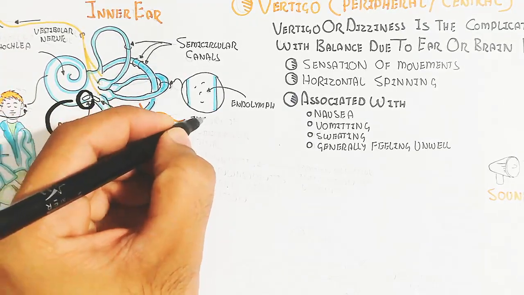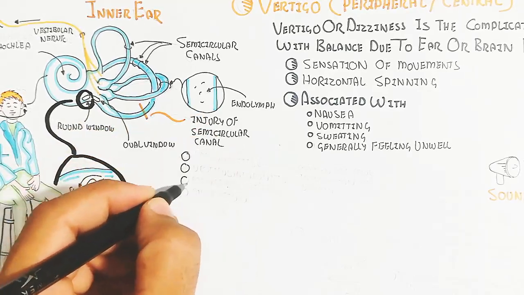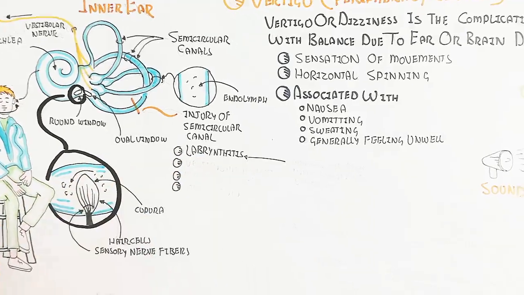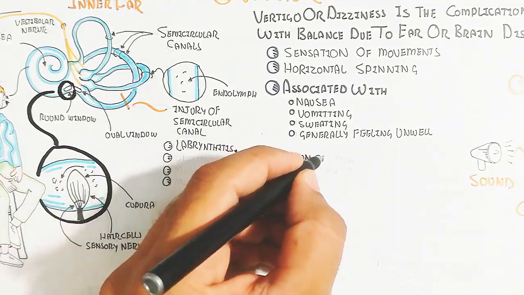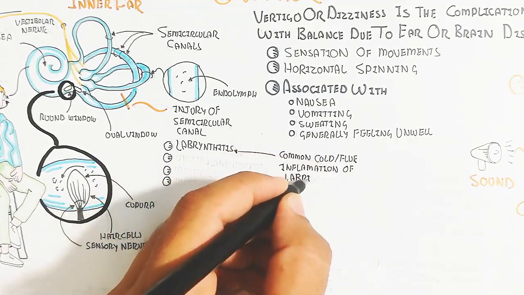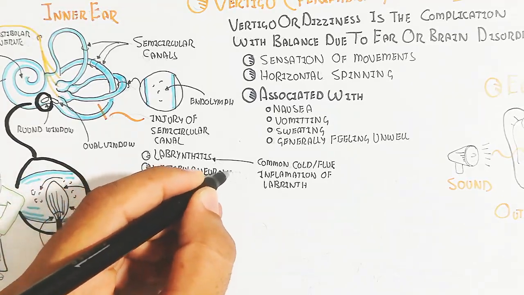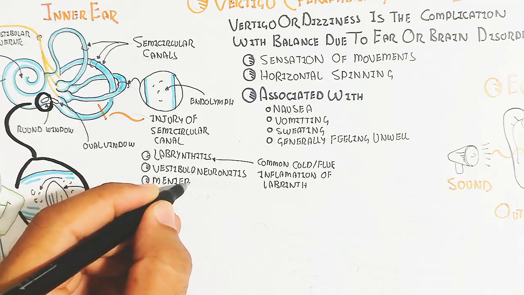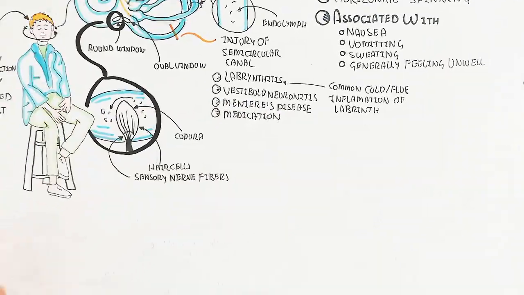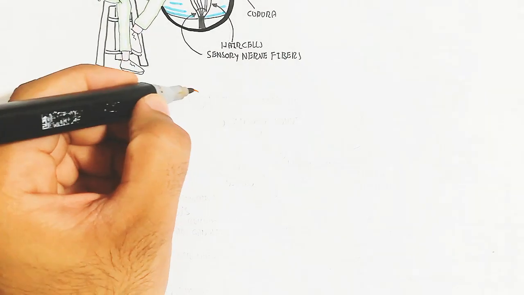So it is the cupula. Injury of the semicircular canal will also lead to problems such as labyrinthitis. Labyrinthitis is inflammation of the labyrinth inside the semicircular canal, commonly from a cold or flu. Vestibular neuronitis is inflammation of the vestibular nerve. Meniere's disease and medications are also involved in triggering vertigo.